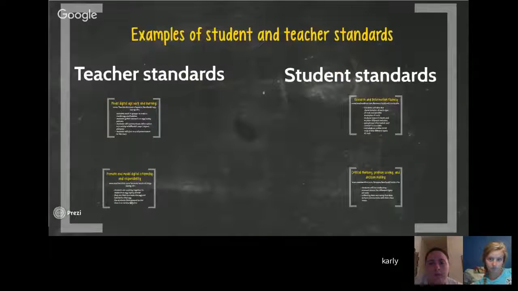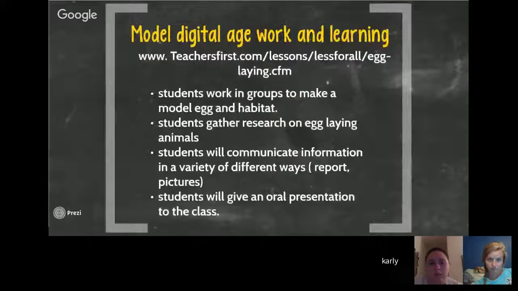Okay, and then here are my examples. I'm going to start off with the teacher standards, starting off with the first one that I did. So the lesson I found was on egg-laying animals, and the students had to use the technology to research given animals that the teacher wanted them to go over. So they had to research that, and then they had to find information about the animal, about the process for how they lay their egg, about the habitat that they keep the egg in, and for the animal.